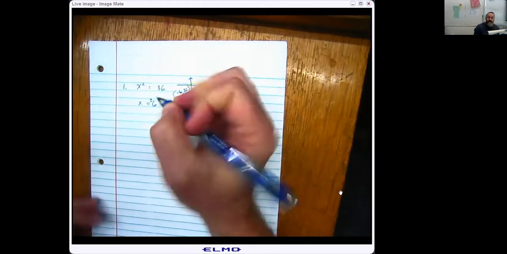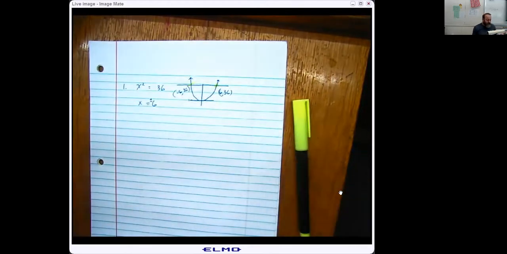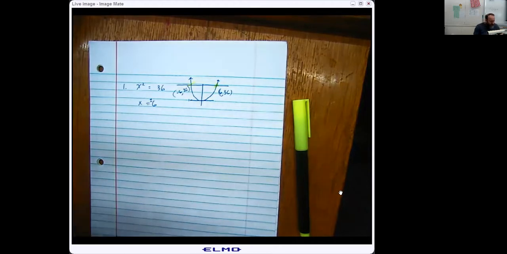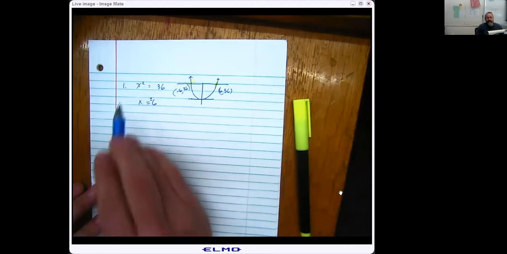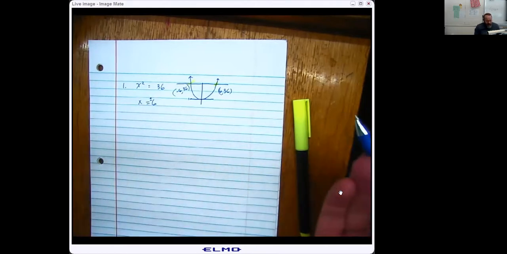Most math people like to write that with a plus or minus sitting right here, indicating not that there's one answer, but there's two. So if you ever see this and you take the square root of both sides, that's where that plus or minus is going to start showing up.